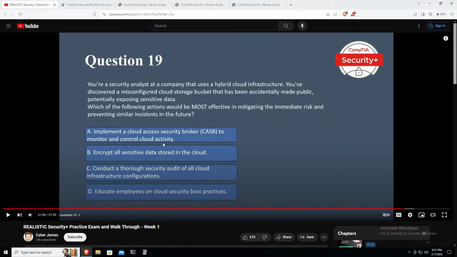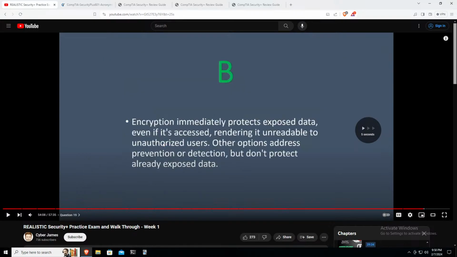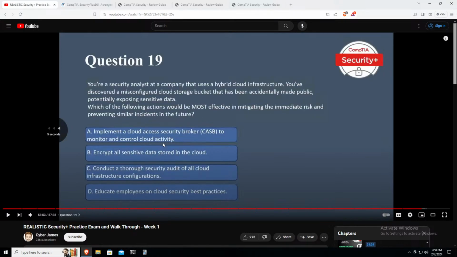Yeah, implement a cloud access security broker to monitor and control cloud activity. I think that'd be the correct answer here. Going with A. Let's see if we got it. Oh, it's B. Okay, interesting. Encrypt all sensitive data stored in the cloud.